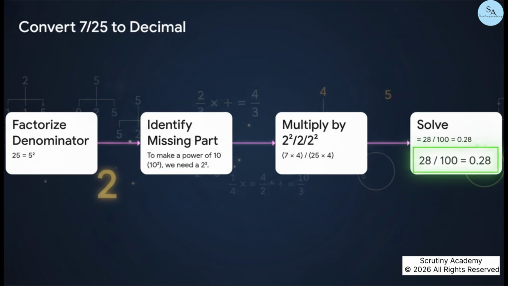Now, here's the clever part. To make a power of 10, our 5 squared needs a partner, right? It needs a 2 squared. So we just multiply the top and the bottom of the fraction by 2 squared, which is 4. That gives us 28 on the top and 100 on the bottom. And we know instantly that 28 over 100 is 0.28. See? No long division needed.